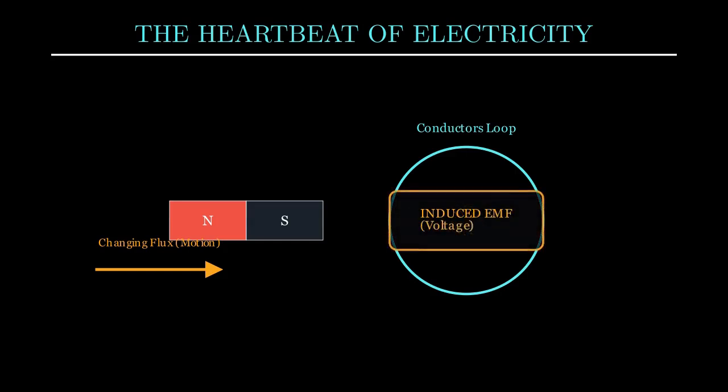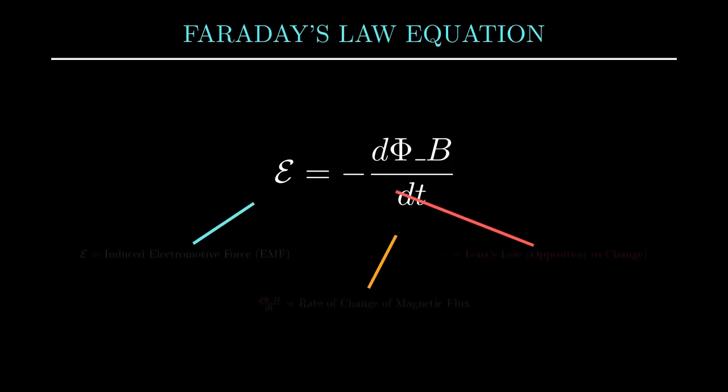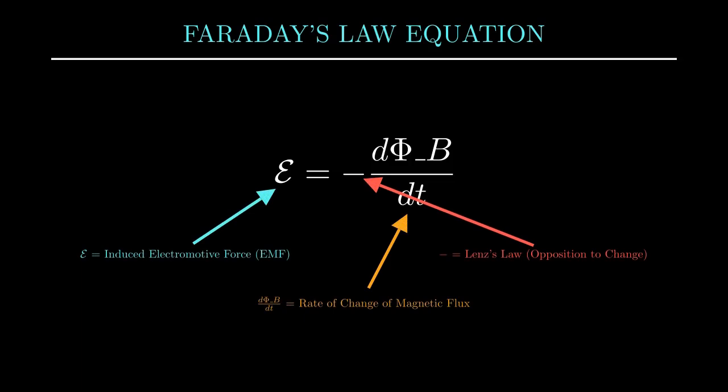Mathematically, Faraday's law is expressed as epsilon equals negative delta phi B over delta t. Here, epsilon represents the induced electromotive force, and phi B is the magnetic flux. The term delta phi B over delta t signifies the rate of change of magnetic flux over time. The negative sign is crucial. It embodies Lenz's law, indicating that the induced current will flow in a direction that opposes the change in magnetic flux that caused it.